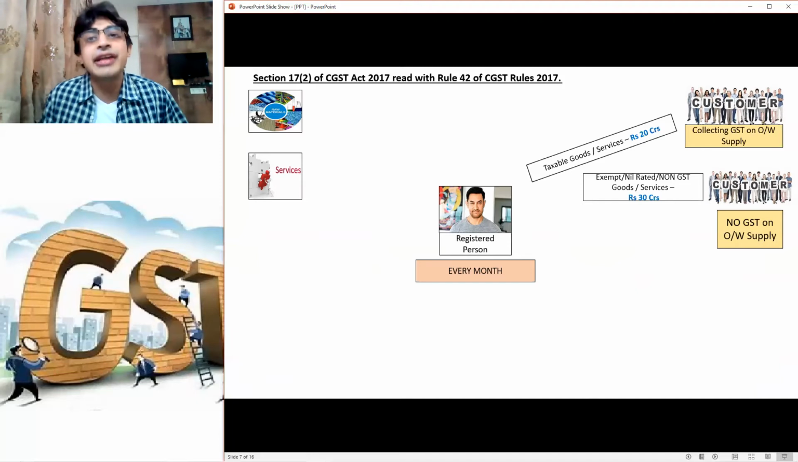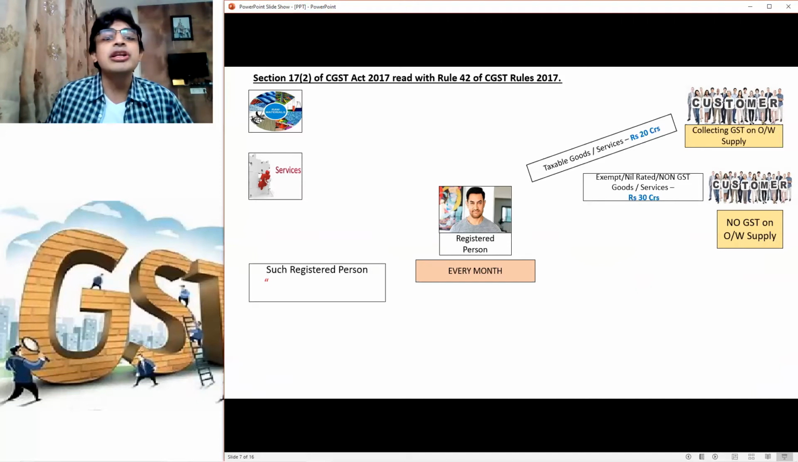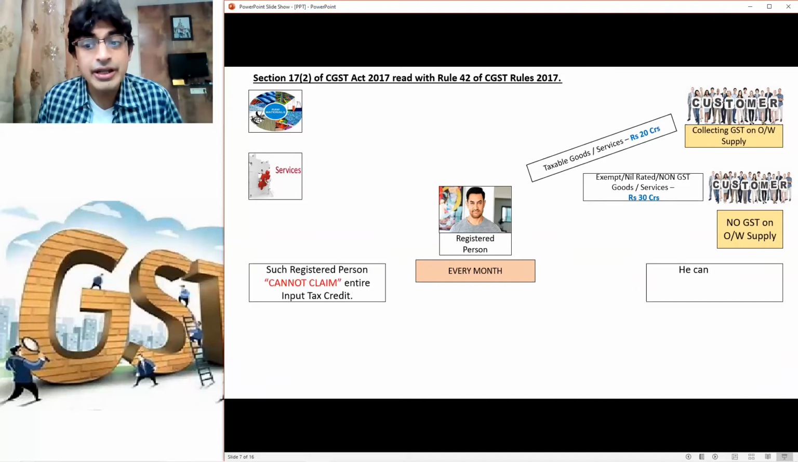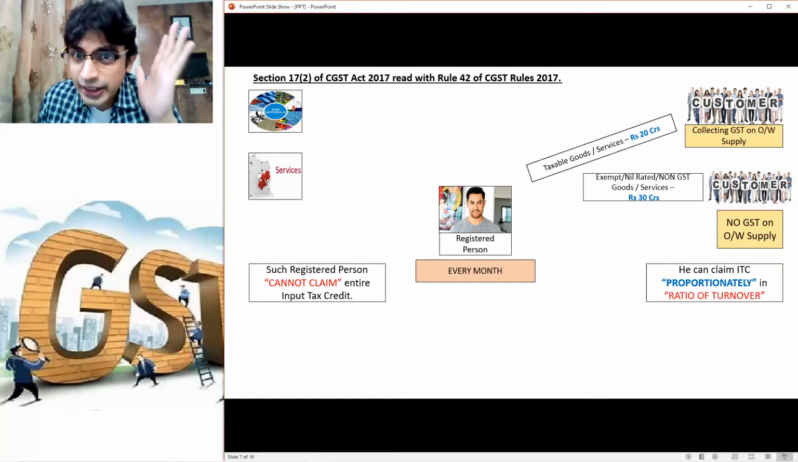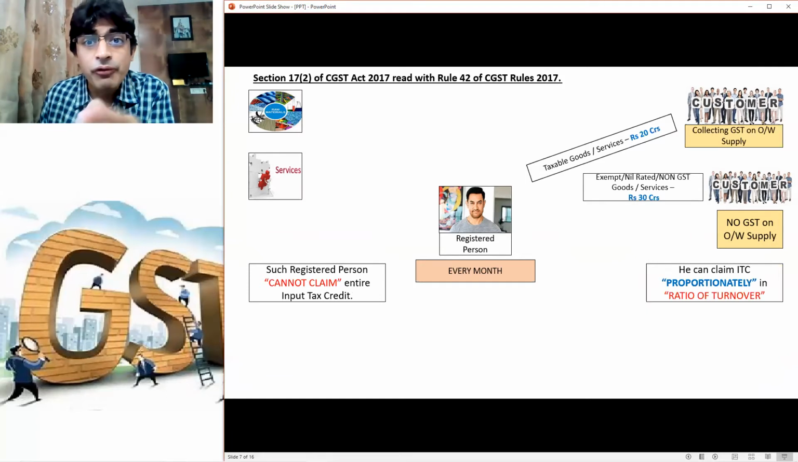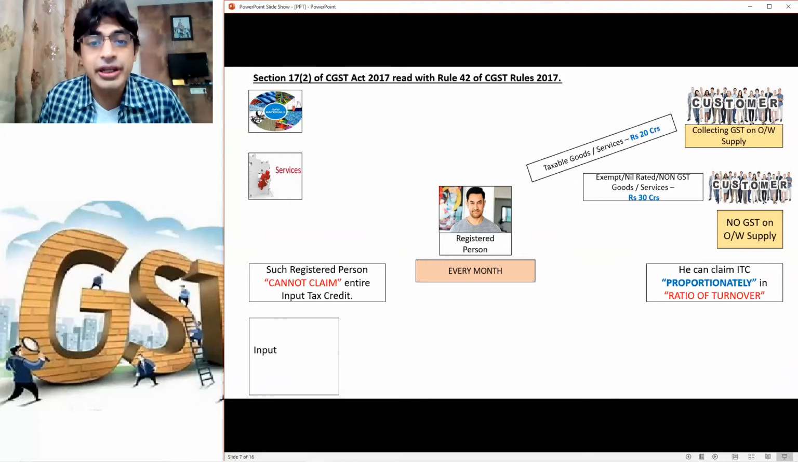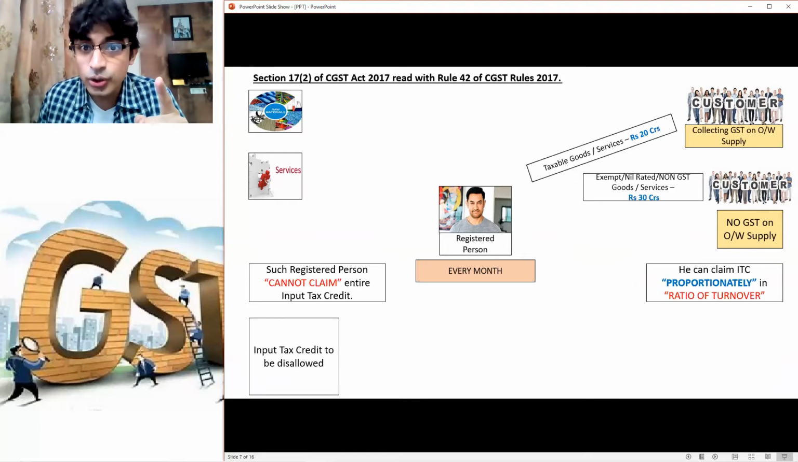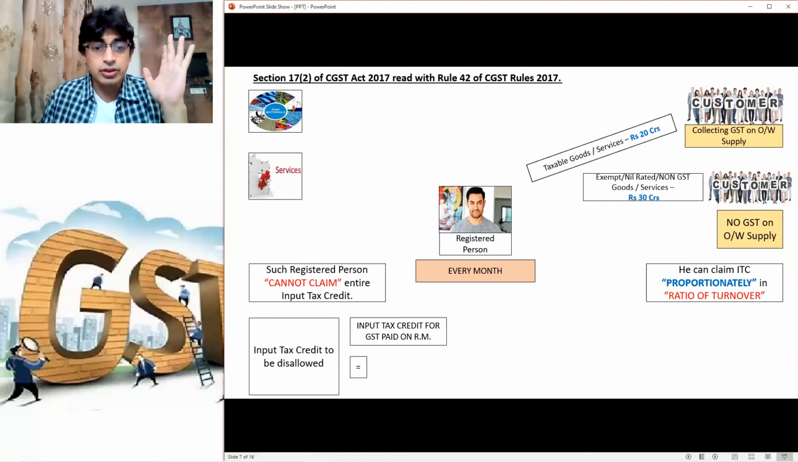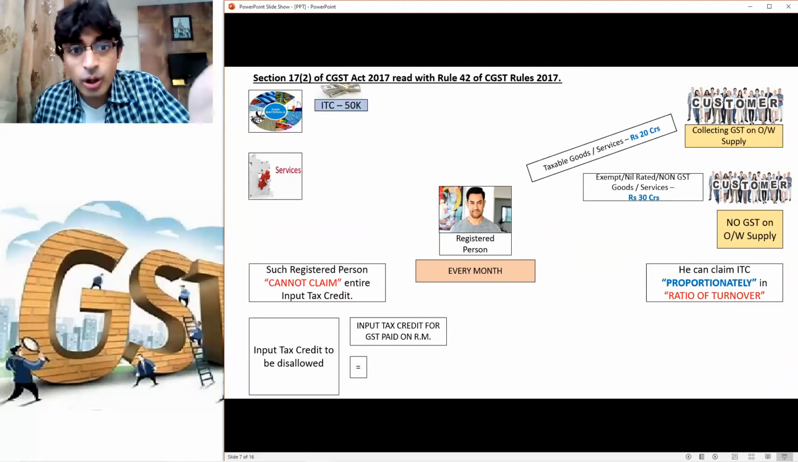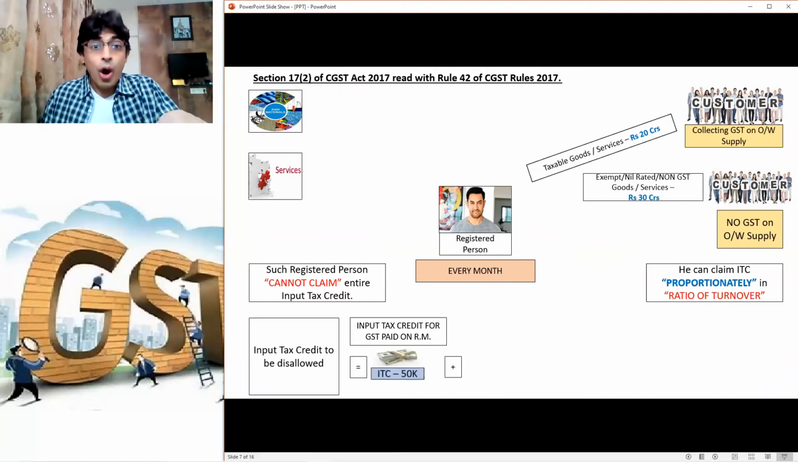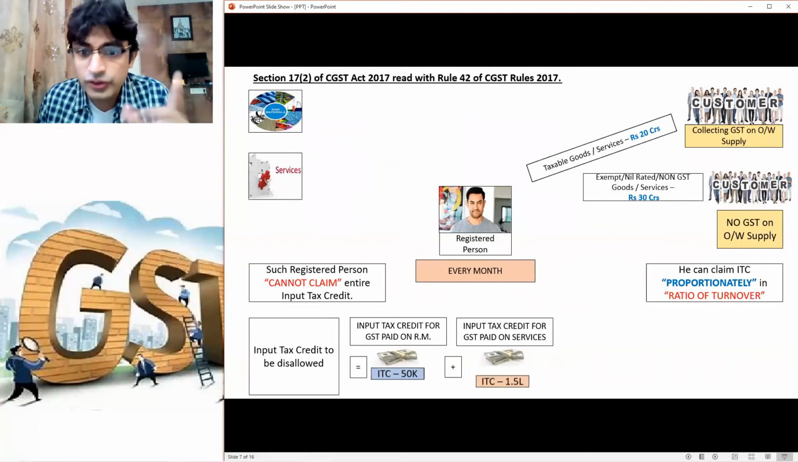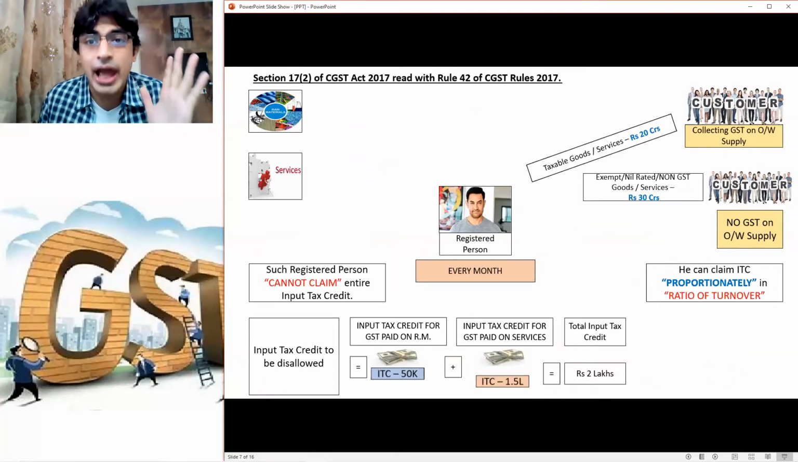So you cannot avail entire ITC. You will take ITC proportionately. He cannot claim entire input tax credit. He can claim proportionately in the ratio of turnover, which is explained in Rule 42. How will you do the working? Total ITC. Input tax credit was how much? On raw material, 50,000. On services, it was 1,50,000. So our total ITC was how much? 2 lakh.